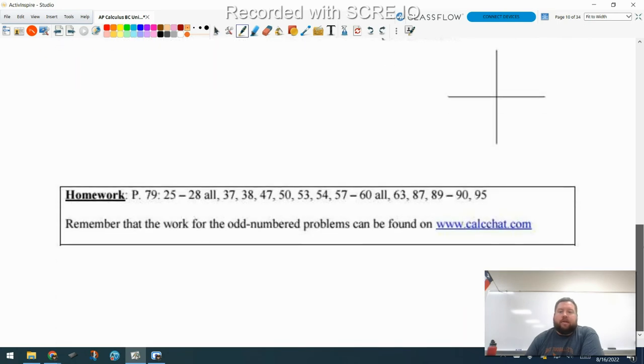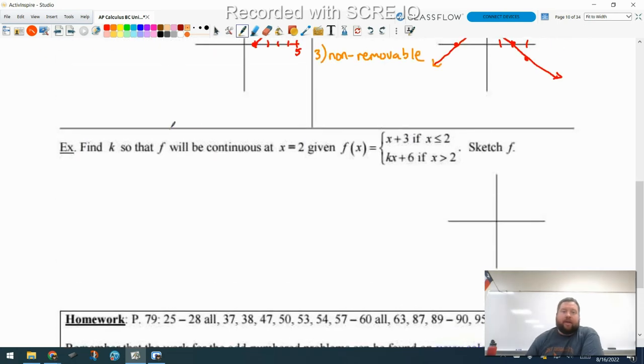All right, last one for this. Now we are given another piecewise function, kind of similar to our last one, but now we have this mysterious k in here, and we're asked to find k so that f will be continuous. We want to make sure that this graph is continuous, and after we find k, we can sketch the graph over here.